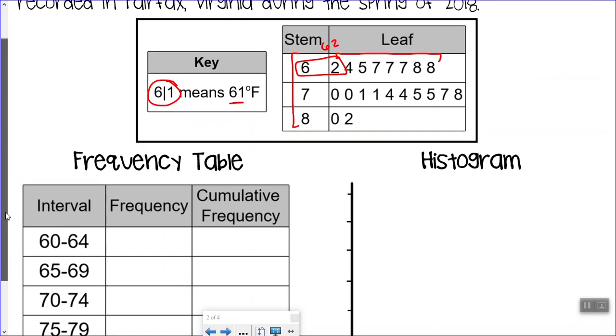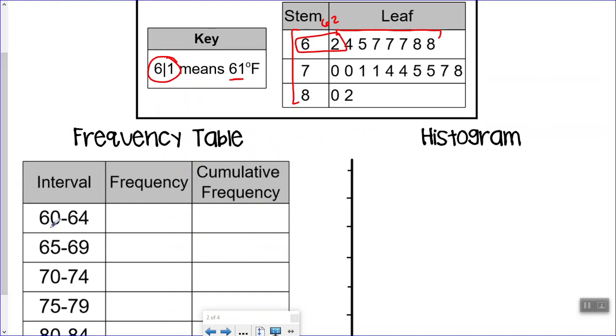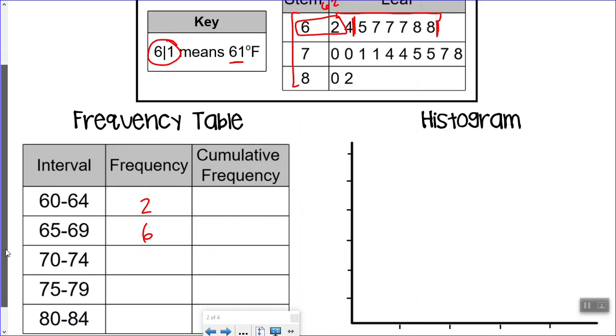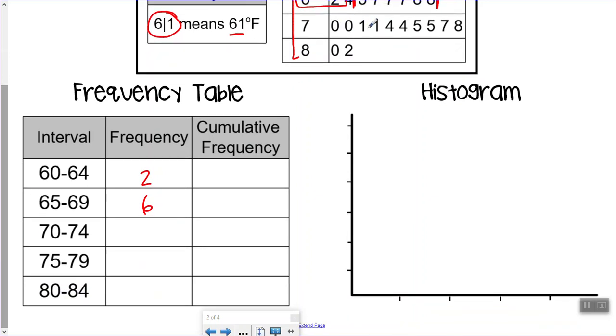So we want to figure out how many numbers we have in each interval. Our first interval is 60 to 64, so that would cut off at 64 here, and we have 1, 2 data values there. 65 to 69 would cut off here, and we have 1, 2, 3, 4, 5, 6 values. 70 to 74, we have 1, 2, 3, 4, 5, 6 values again. 75 to 79, there are 4 there. And 80 to 84, we have 2. Now we're going to fill in our cumulative frequency.